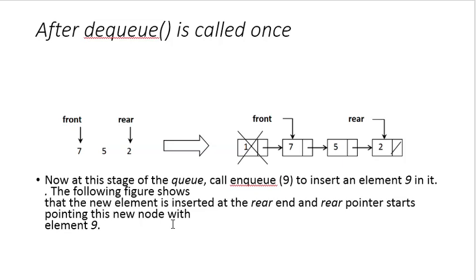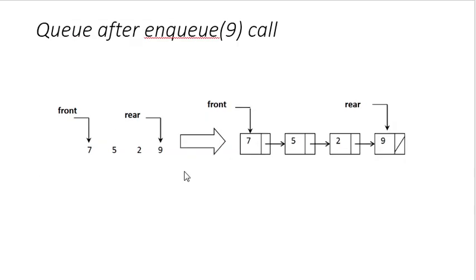Now at this stage of the queue, if we are calling enqueue, if we are inserting any element, the rear will be changed. To insert elements 9 and 8, as in the following figure, the new element is inserted at the rear end and the rear pointer starts pointing to this new node. So the new queue will be just like this: if you are inserting anything, the rear pointer will be pointing to it, and if you are removing anything, the front pointer will be pointing to it.